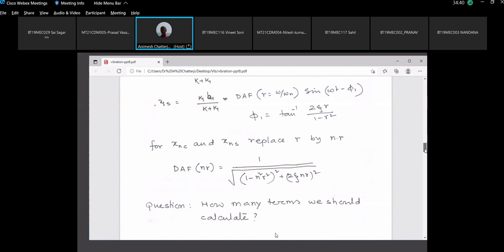Second trouble, we have to calculate the response for each term and then add them up. So how many terms we should consider? It depends on n into r value. Generally, we take n into r up to root 2. Okay? So this problem I cannot ask in the exam because a single problem will take at least 1 hour. But this is how we handle periodic excitation problem.